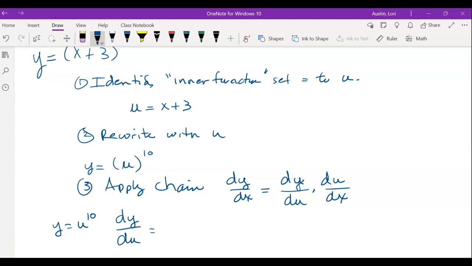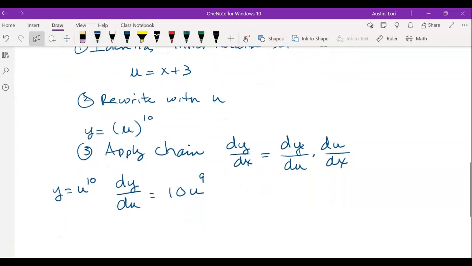What's my power rule say? What's dy du? If y equals u to the 10th, what's dy du? 10 u to the 9th, that part's done. But now, that's dy du.